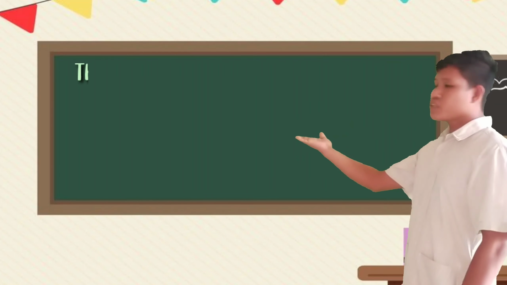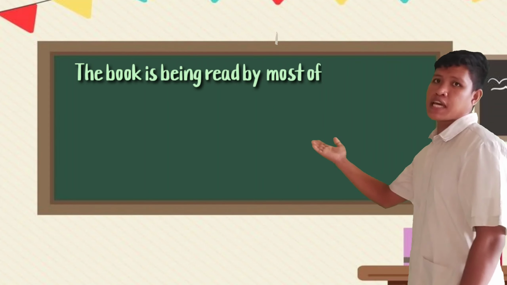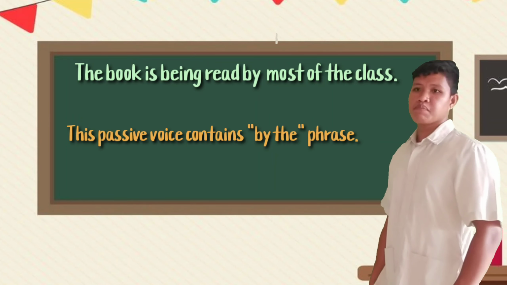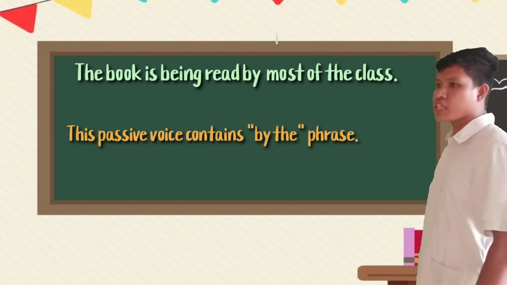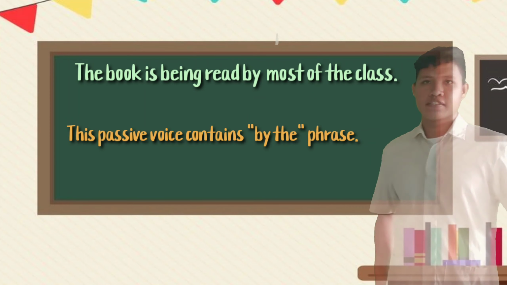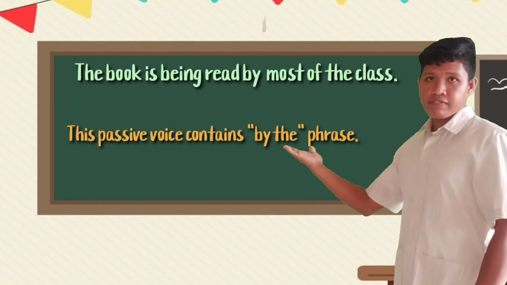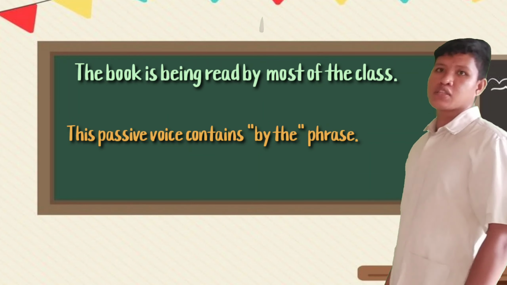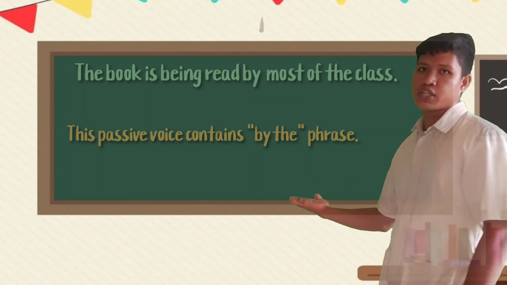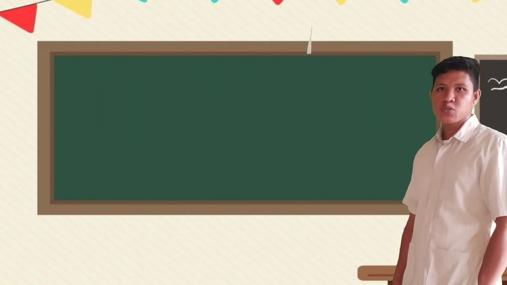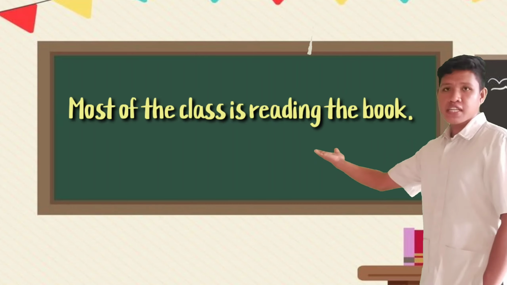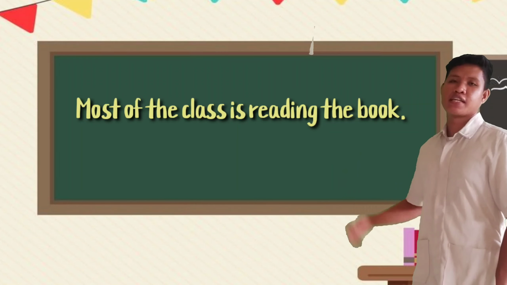Example: The book is being read by most of the class. In this sentence, it is a passive voice because it contains a by phrase. Removing the by phrase and reworking the sentence will give it the active voice. It will turn out like this: Most of the class is reading the book.